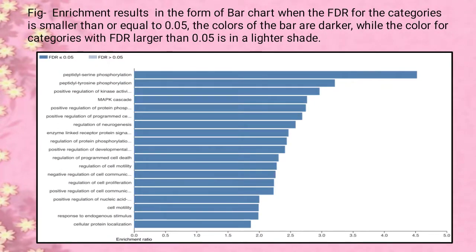This slide is showing the enrichment results in the form of a bar chart. When the FDR for categories is smaller than or equal to 0.05, the colors are darker, while the colors for categories with FDR larger than this value are a lighter shade. Here the bar chart is representing the classification of significantly differentially expressed genes in the GeoView. The vertical axis of the plot is representing the top-ranked gene ontologies with the smallest p-value, and the horizontal axis is for significantly differentially expressed genes by their enrichment ratio, which is obtained by the ORA score upon normalized enrichment scores.